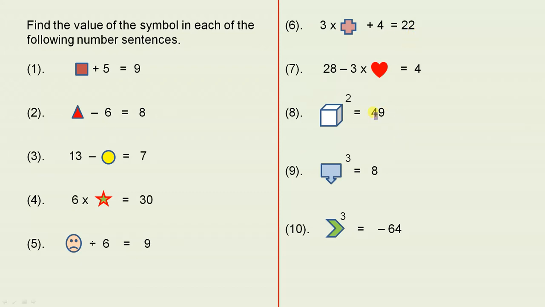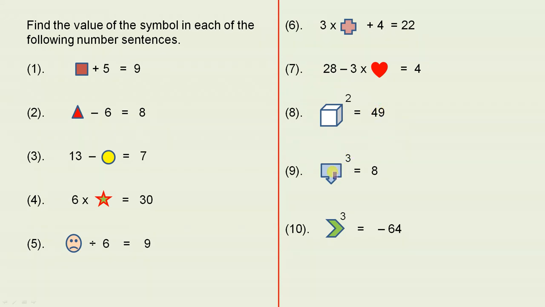Down here, we have a particular number which is squared. When I say a particular number, it could be one or more numbers. Gives us 49, so we have to work out what are those numbers that when we square them, we get 49.